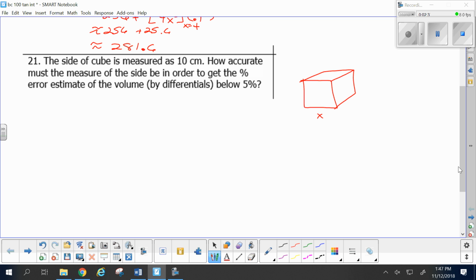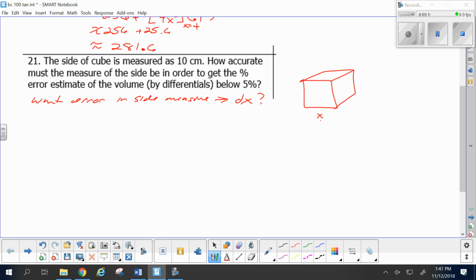We want the error in the side measure. And so what are we really looking for? The error in the side measure is how much the side measure could be off by or changed by. So we want how much error could the side be off by in order to get the volume error down below 5%? This kind of is working backwards. Normally we have how closely we measure the side and we find how much volume error, but we're working backwards.